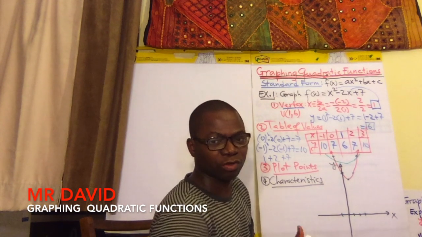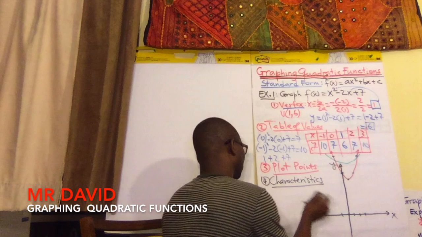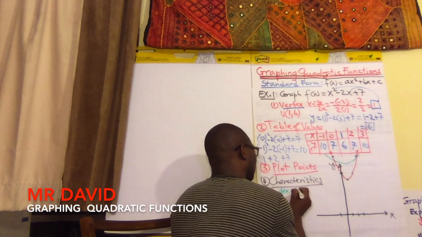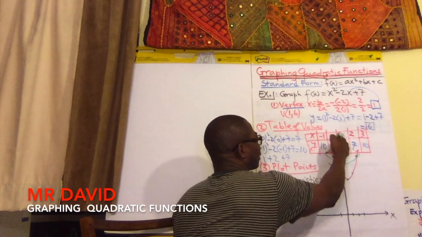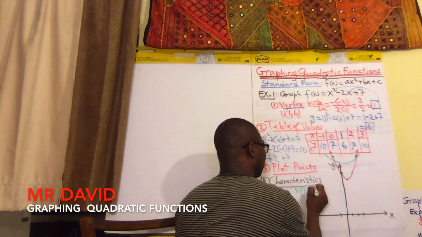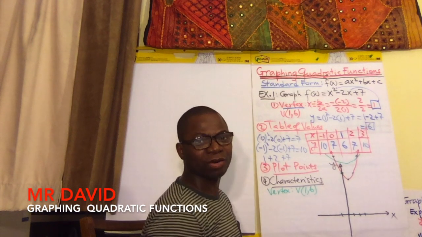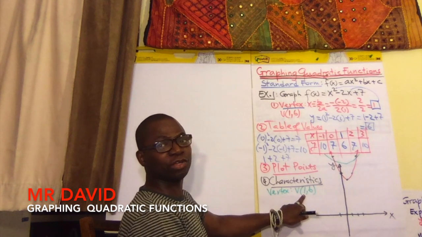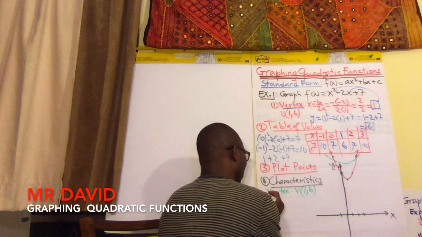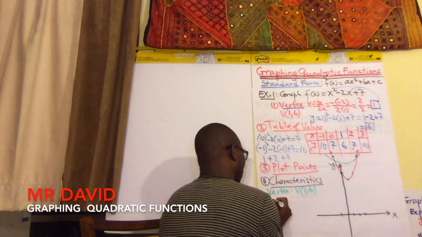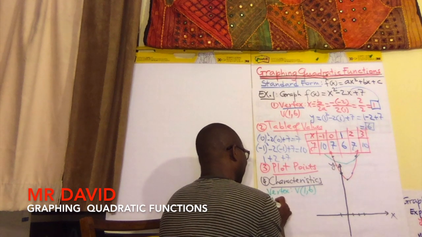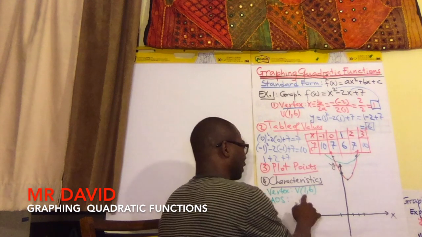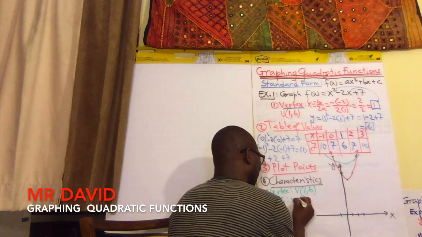Okay? We know the vertex. V is (1, 6). Next characteristic. What does the x value of the vertex represent? Okay, we remember. It's called the axis of symmetry. The axis of symmetry, x equal to 1.